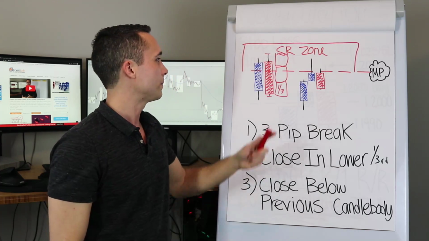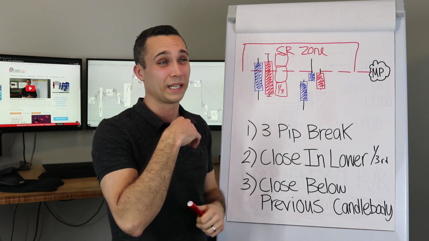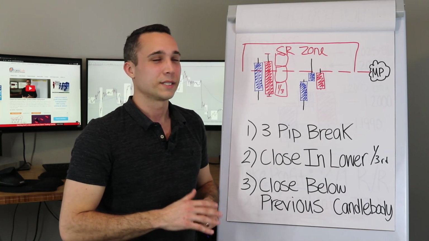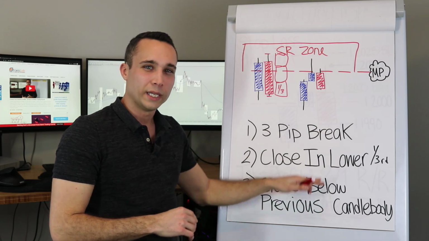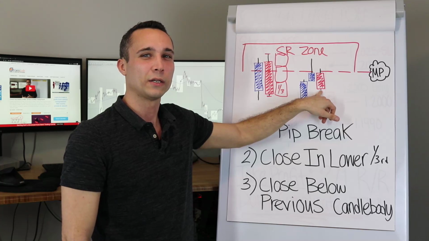If you break by 3 pips, I couldn't care less how it looks, what that candle looks like, whether it ends up being a wick through the level, or the body. Does not matter to me in that situation. So that's number 1. Number 2, getting that confirmation, closing below the body of the previous candle.